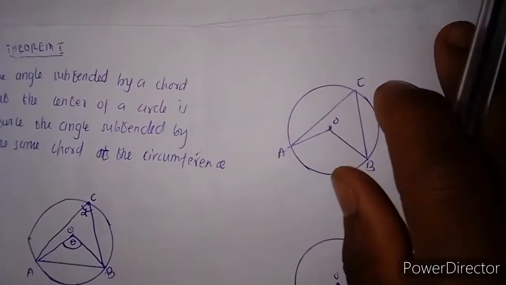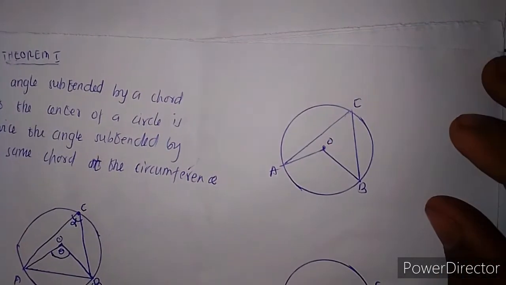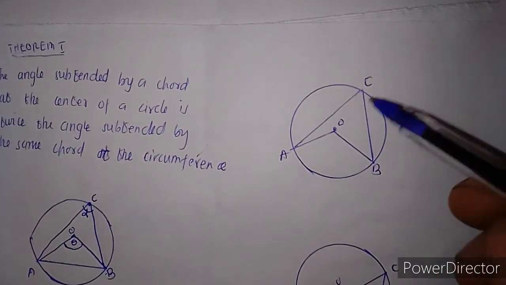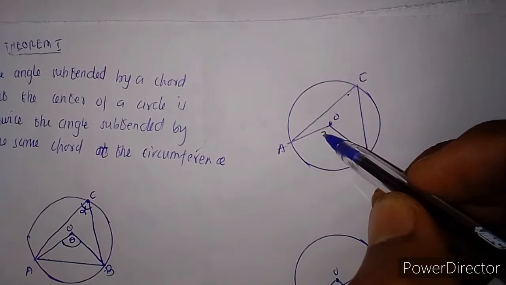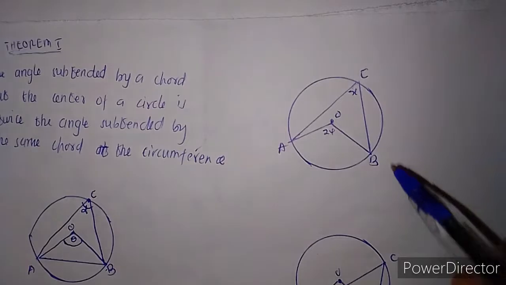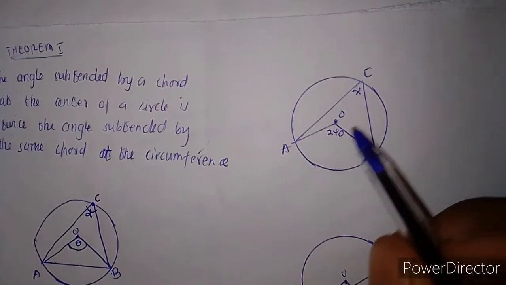You understand? Okay, so they can bring this one in different forms. They can give you something like this. You see this one here, and then ask you to find maybe this angle, if they've given you 240 degrees here and x. They can ask you to find x.